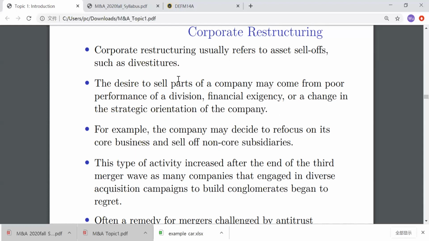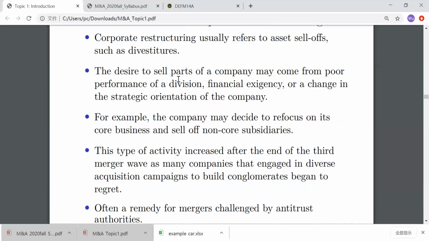And the reason why you sell a company might come from poor performance, right? Financial difficulty or changing the strategic orientation of a company, right? And then in recent years, this divestiture activity is usually driven by the demand from hedge fund activists, right? Hedge fund activists might think that one of the subsidiaries is being operated with low efficiency, right? So that's why they might push you to spin your subsidiary off, to sell the subsidiary to another company, right?